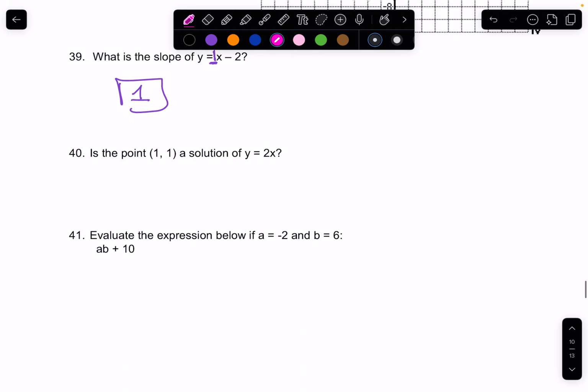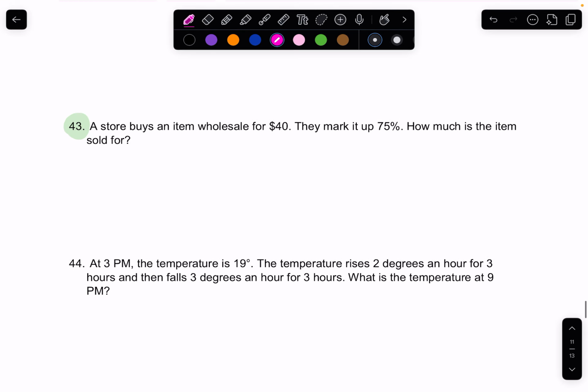And then the final percent problem that I want to go over is number 43. A store buys an item wholesale for $40. So this is like they're buying it from the manufacturer. This is like the base cost. They mark it up 75%. That means that they are increasing the price by 75%. So that way they can make a profit. How much is the item sold for? So how much would you as the consumer have to pay if you wanted to buy this product?